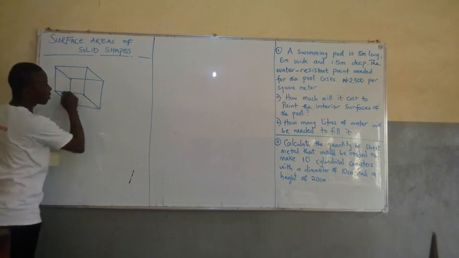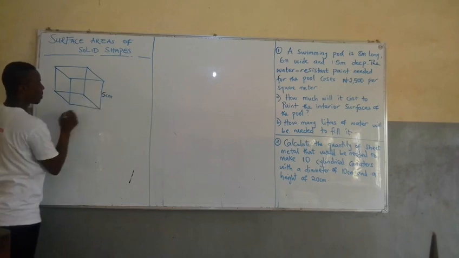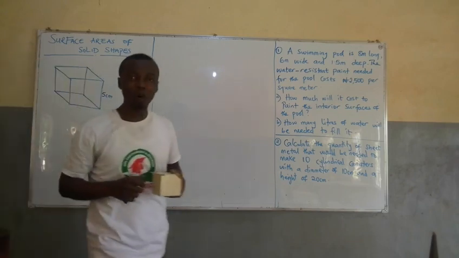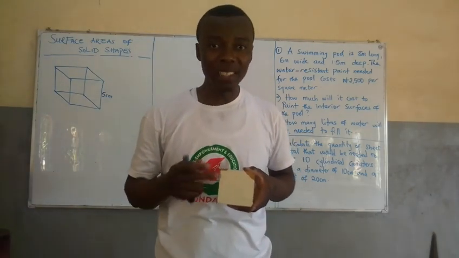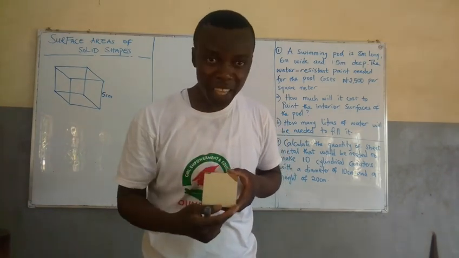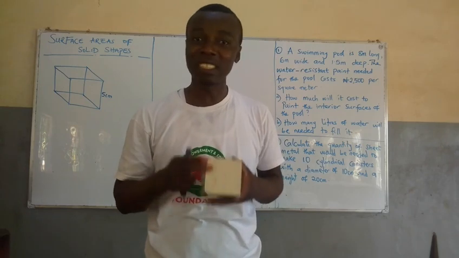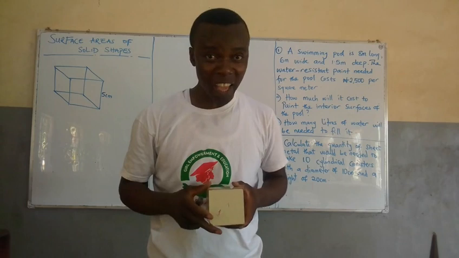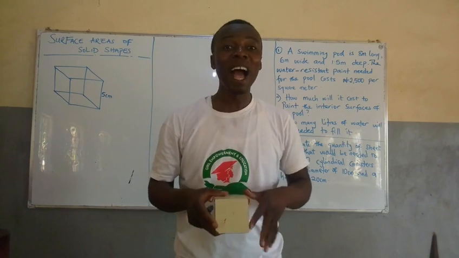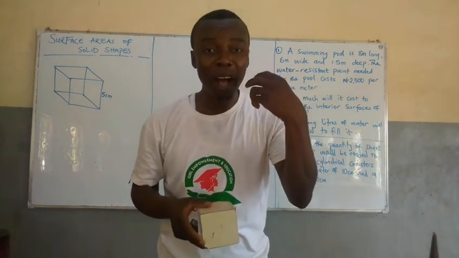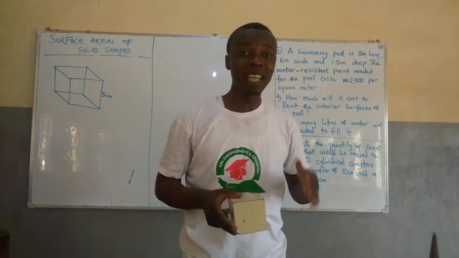And the dimensions are, let's say, 5 centimeter. Now, don't forget that for a cube, all the edges, otherwise called the sides, are equal. So if this is 5, this is also 5. And anywhere I turn, any of the surfaces I turn, it will always be 5 centimeter. Why? That's because a cube is made up of square surfaces, and for a square, all the sides are equal.